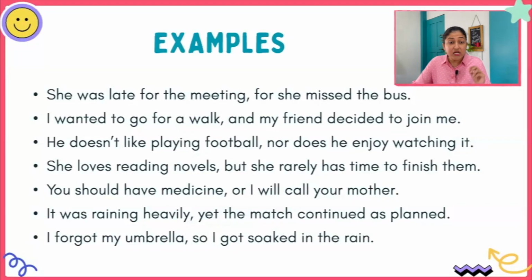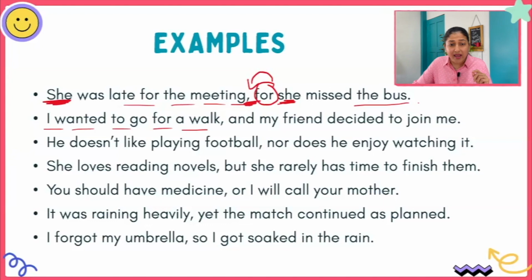So look at this. She was late for the meeting, for she missed the bus. Look at this, we are using a comma over here because we have two subjects, one in each clause, she. That's why it is important to use a comma, and a comma is used before the coordinating conjunction. Okay, I wanted to go for a walk and my friend decided to join me. Again, two subjects, that's why we have a comma before the coordinating conjunction.